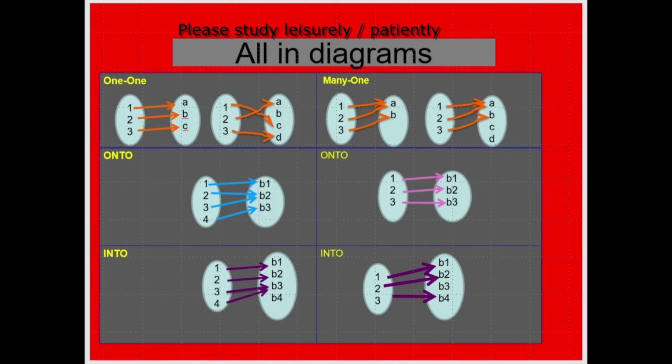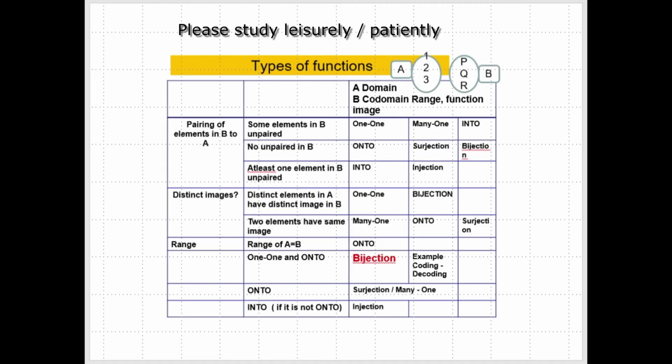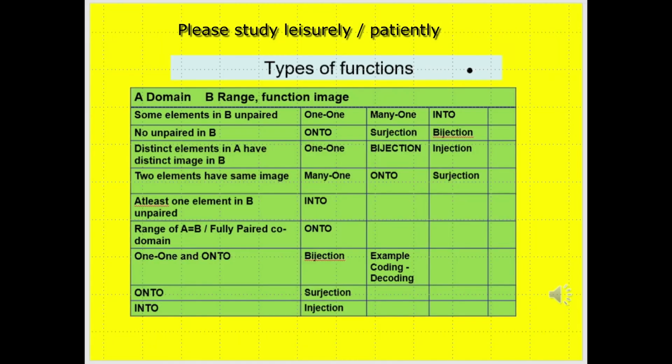1 to 1, many to 1, onto and into functions are shown in arrow diagram. You can leisurely see this. Then bijection, injection, surjection are shown in arrow diagrams. These are given for the learners to get a better appreciation. Types of functions given in a tabular form. Again, whatever shown in the diagrams, in the tabular form.